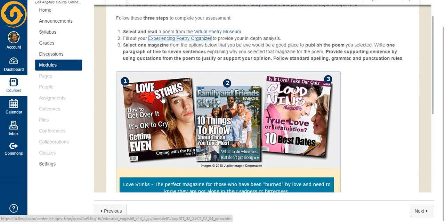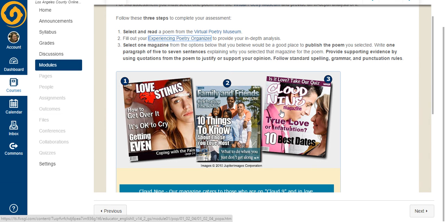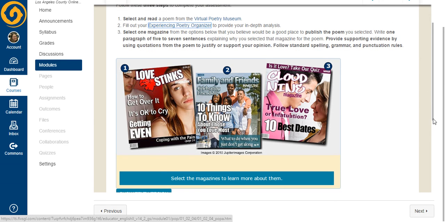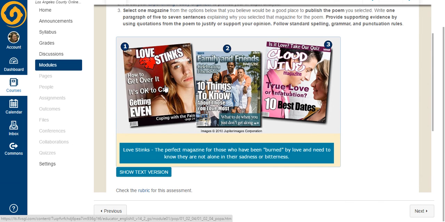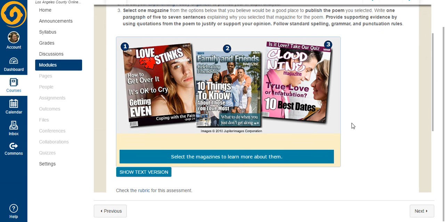So the magazines are Love Stinks, Family and Friends, or Cloud 9. And people who are on Cloud 9, if you don't know that expression, it means they're very in love, they're super happy, all of life is good for them. Okay, and then you can also click on the magazine and it will tell you more, or see, no, you just hover over it. It says Love Stinks, the perfect magazine for those who have been burned by love. So pick that one and write a paragraph, 5 to 7 sentences about why you think your poem would fit into this. Don't forget that part.